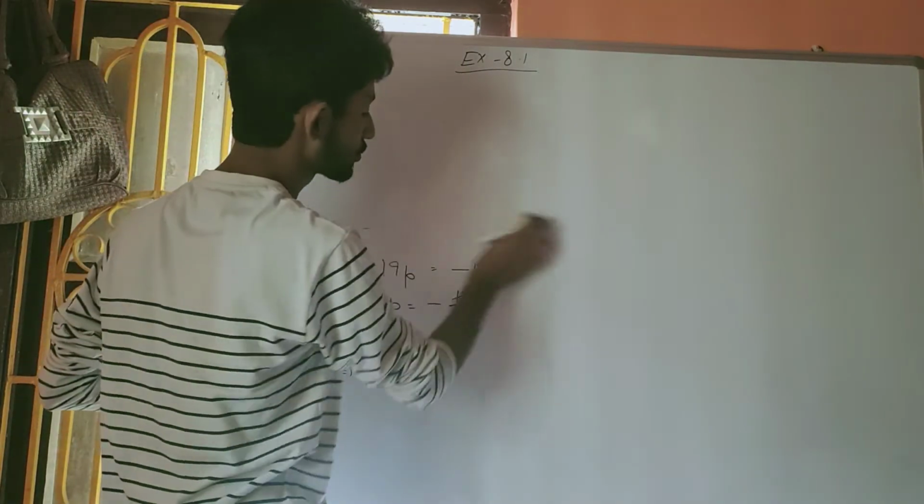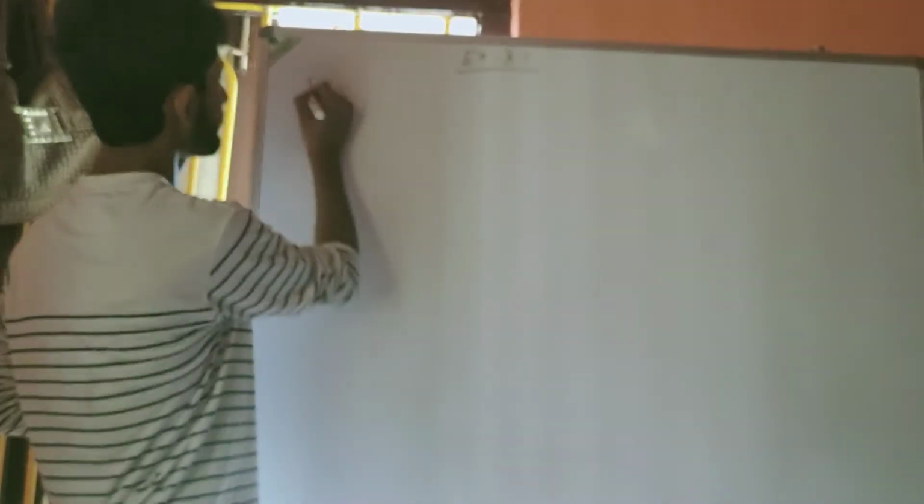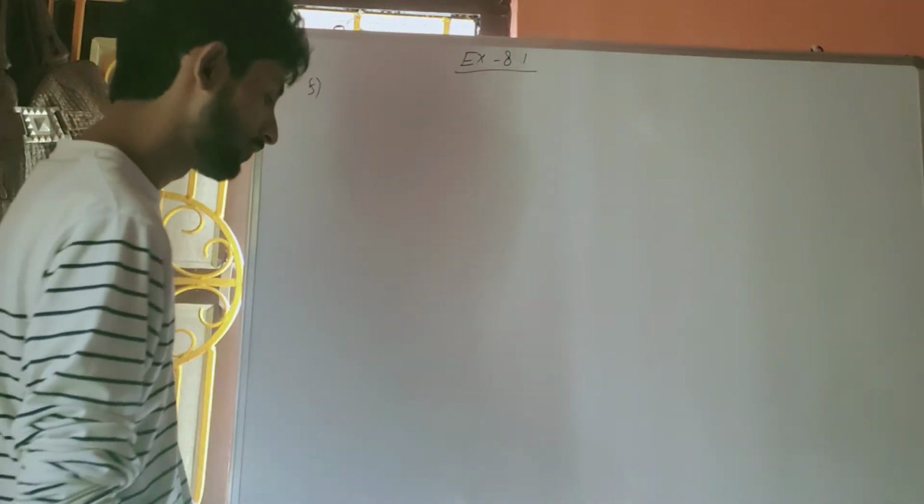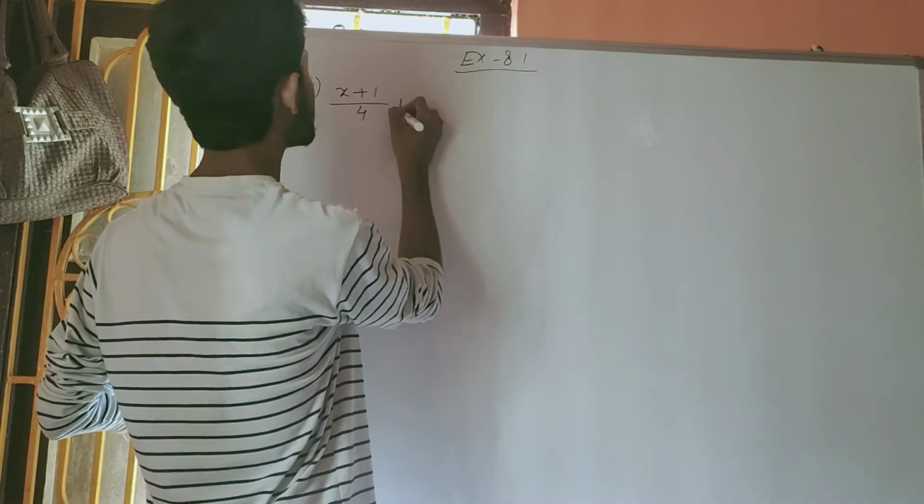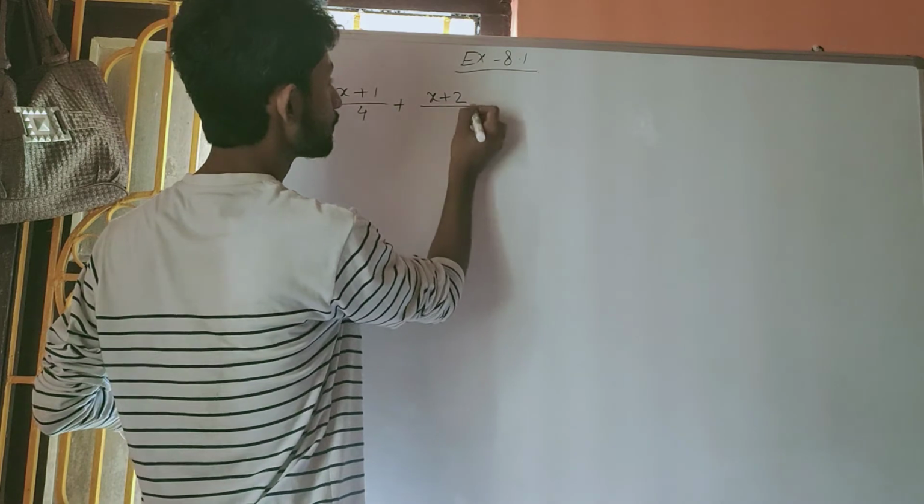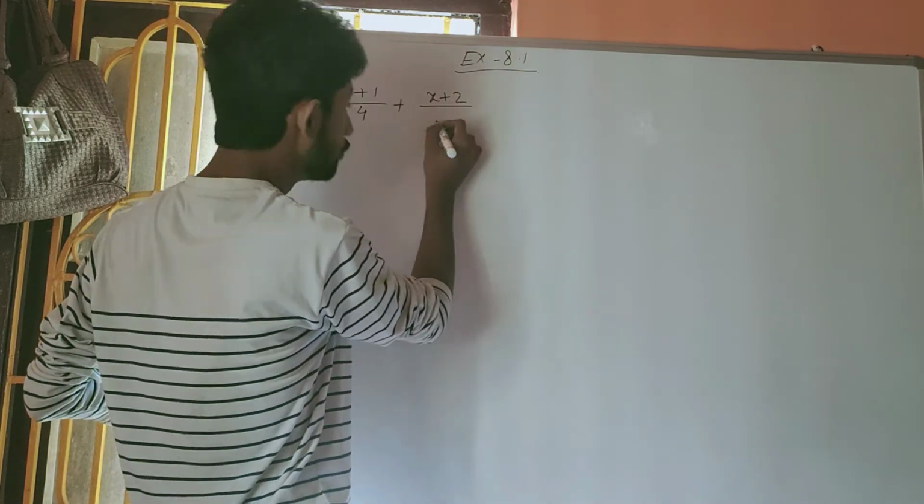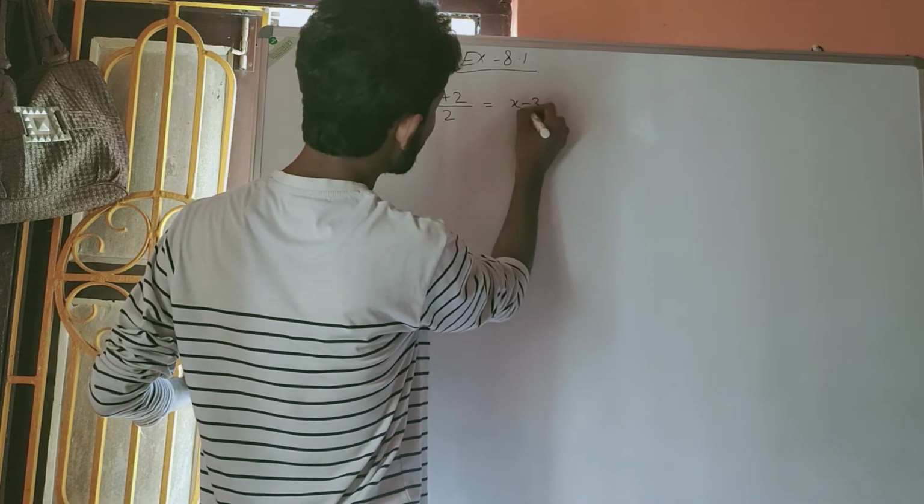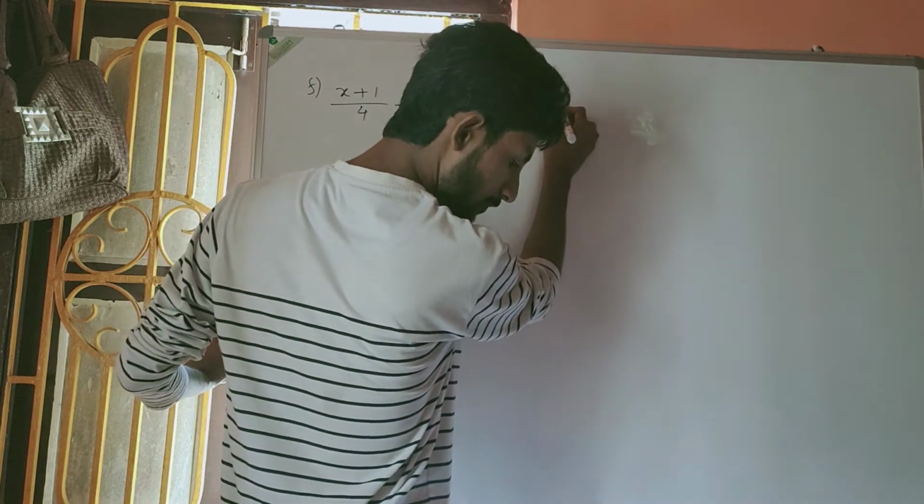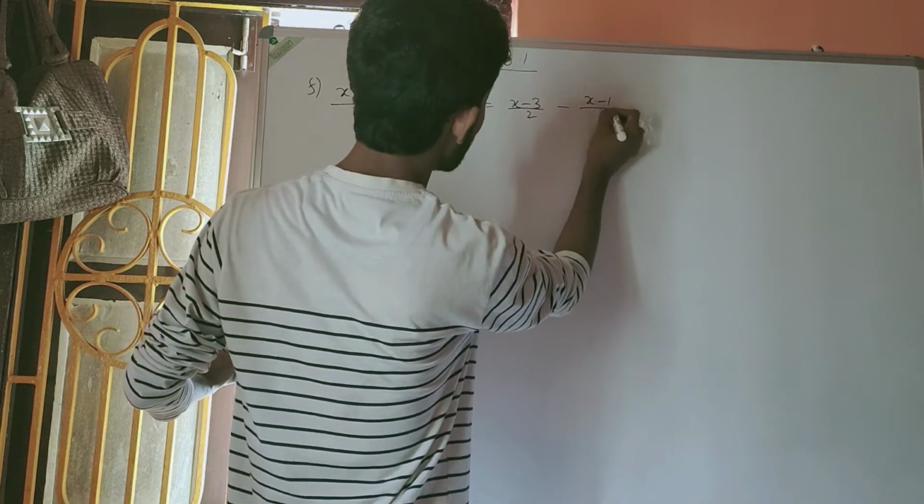Now in the next question we will try. We have to try the next question. So what is the next question? Question number 8. It says (x + 1) by 4 plus (x + 2) by 2 equals (x − 3) by 2 minus (x − 1) by 3.